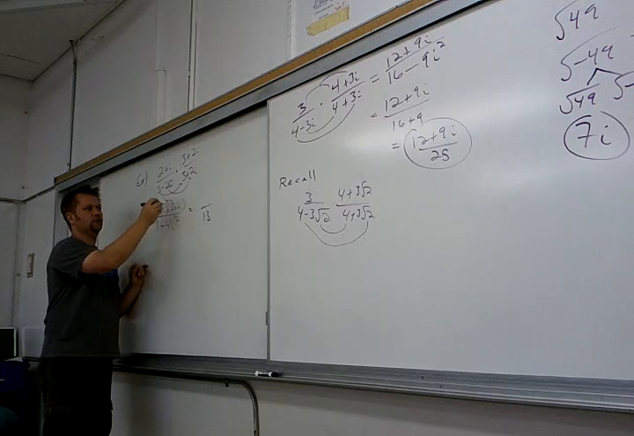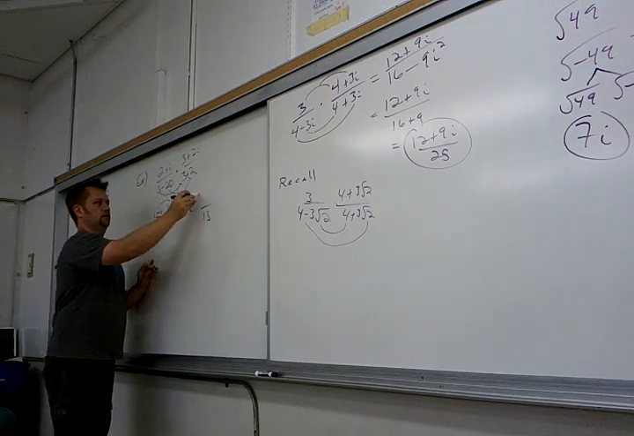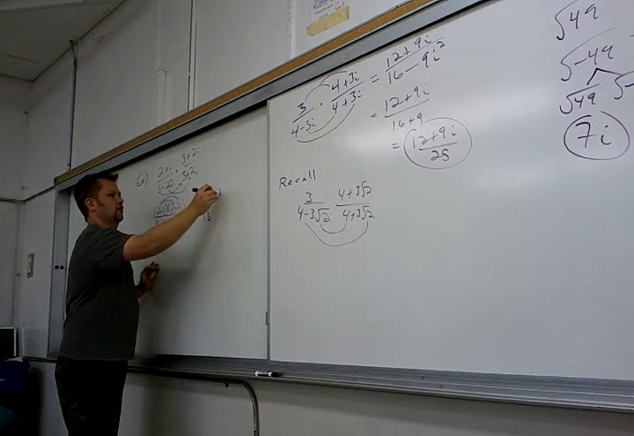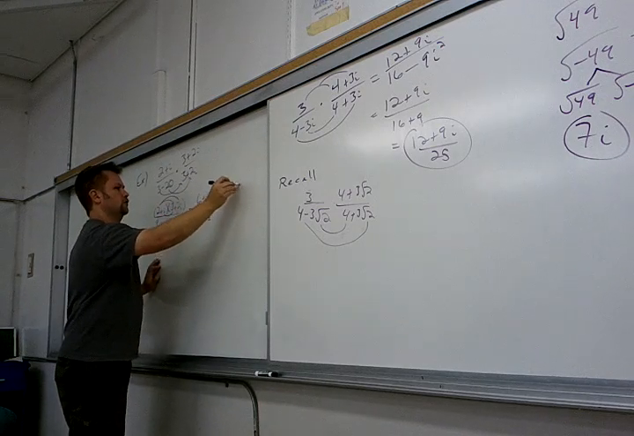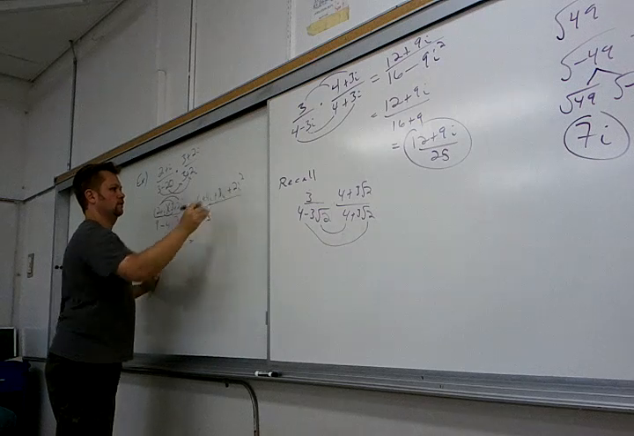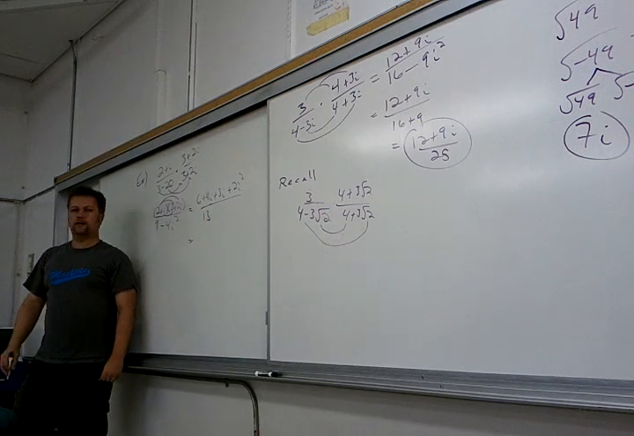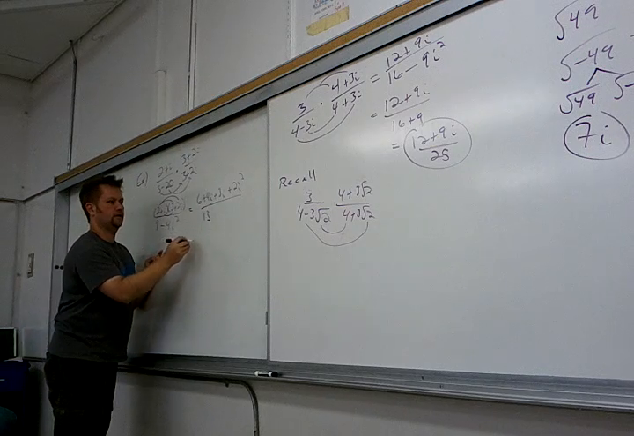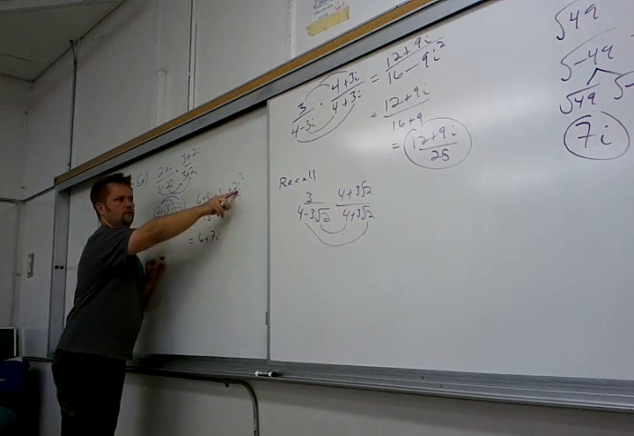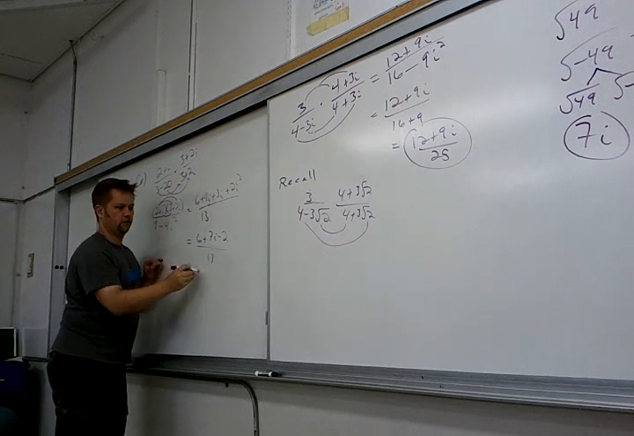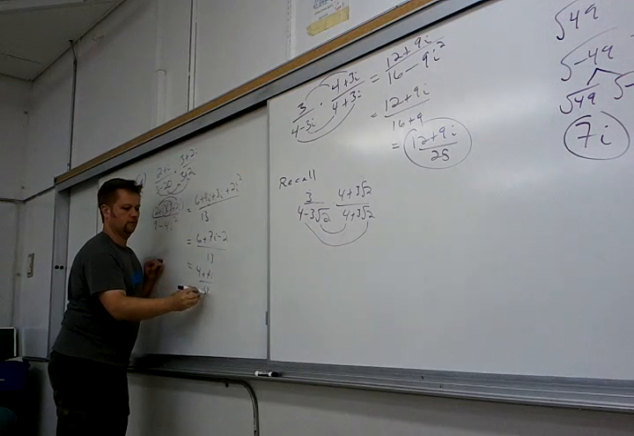And on the top, I just have to multiply this out. 6, 4i, 3i, plus 2i squared, which is 2 multiplied by negative 1. 6 plus 7i minus 2. So you get 4 plus 7i over 13.